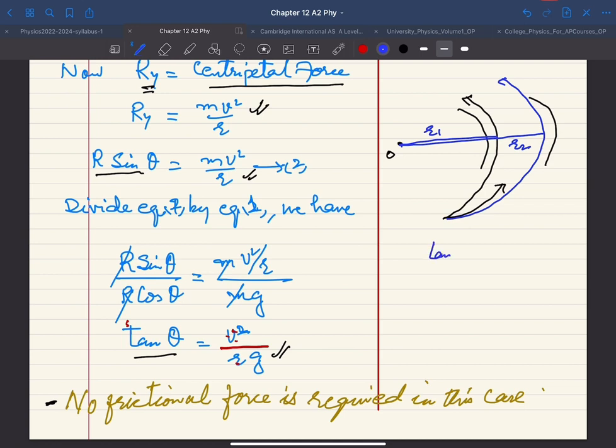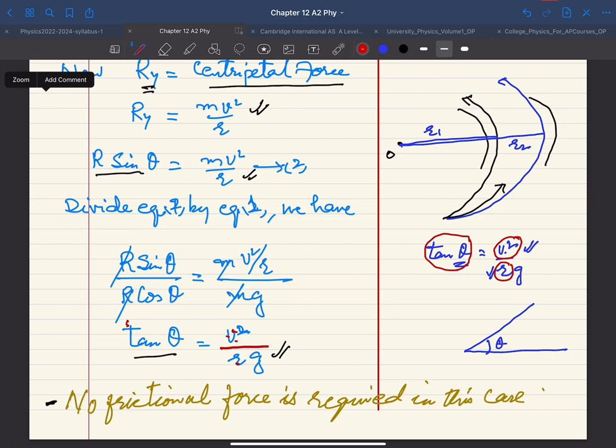As far as tangent theta equals V squared over RG is concerned, we have discussed in the previous two cases that this theta we can change. But as far as the banked road is concerned, this angle will be fixed. You cannot change this angle. So if you are going with a particular velocity, you have to consider what the radius is. If you have a particular value of velocity, then you can go only with a particular radius, because the angle theta, and ultimately tangent theta, will have a particular value.